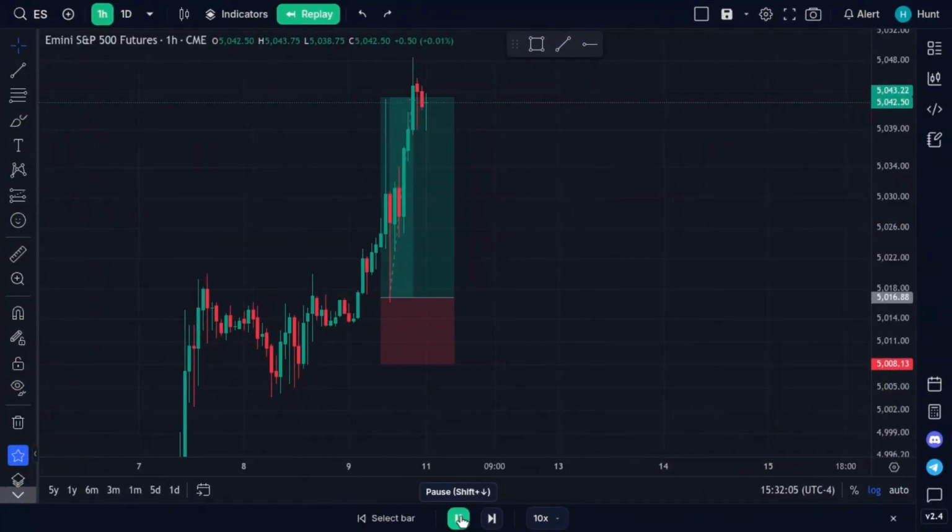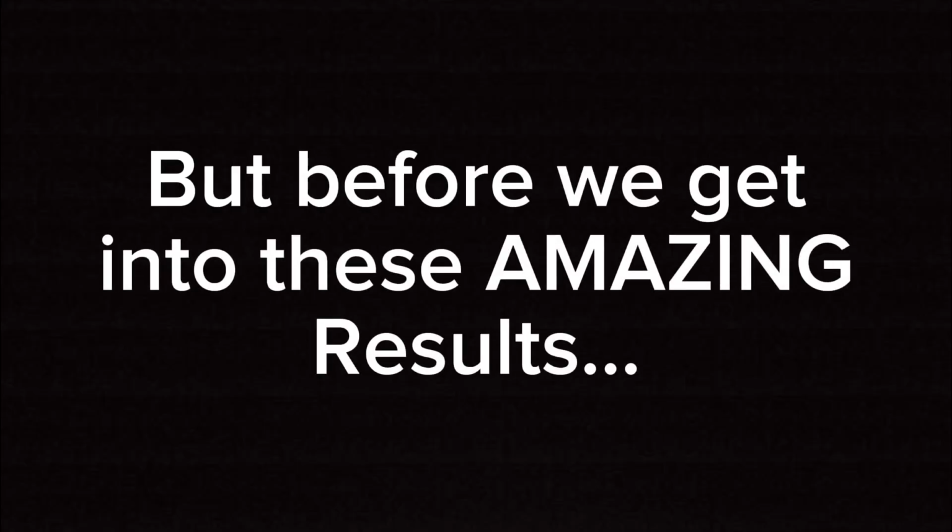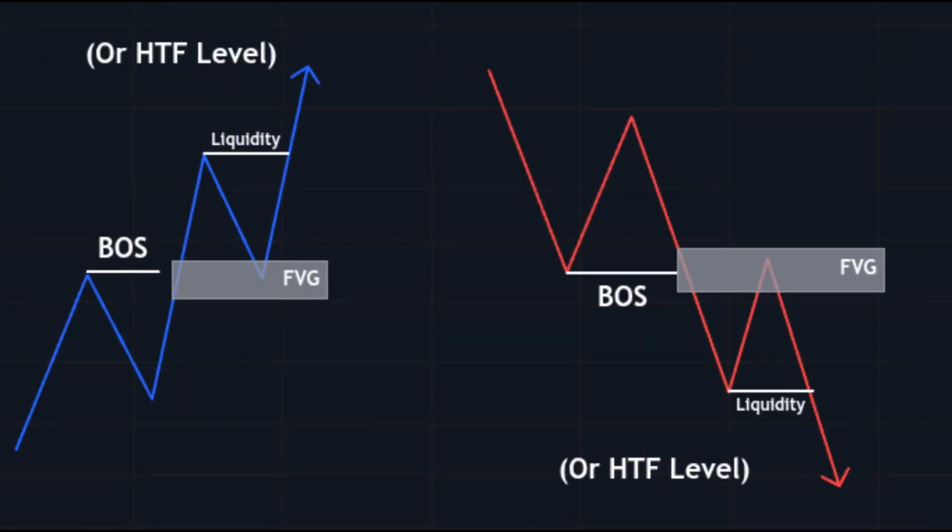I backtested 50 trades and the results are shocking. But before we get into these amazing results, here's the exact strategy that I used to do this.